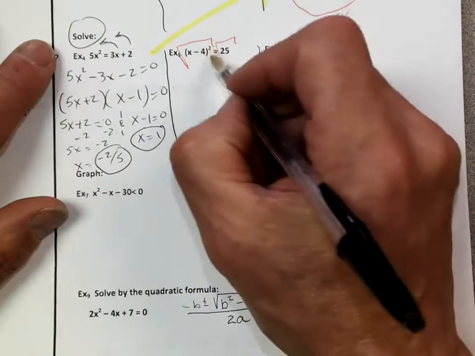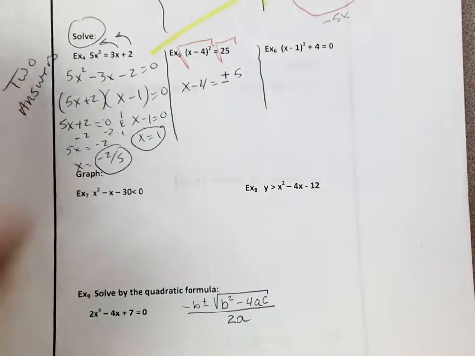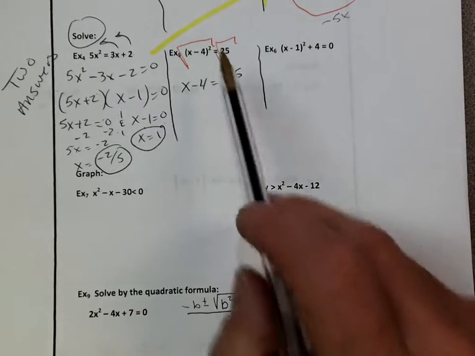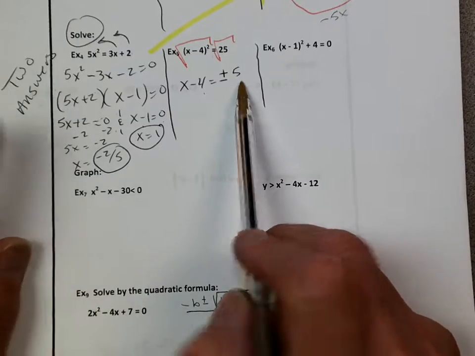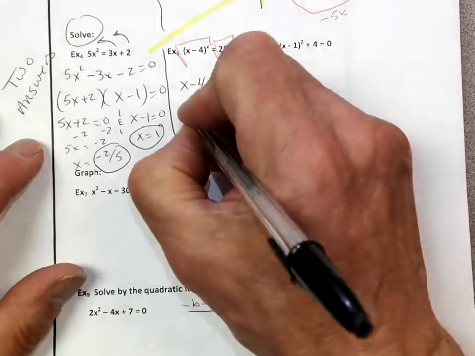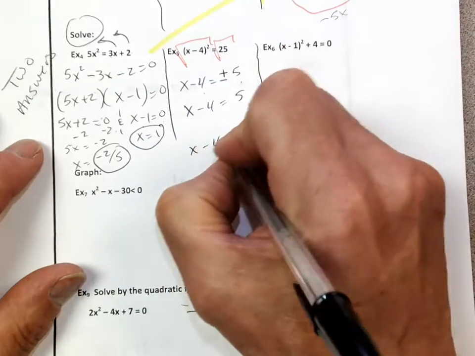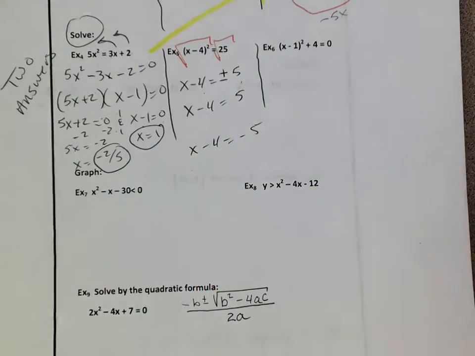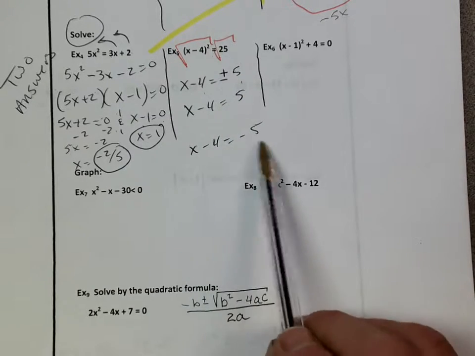Now the square disappears, and you're left with x minus 4 equals plus or minus 5. So square root cancels. Now we need two answers. So let's set up two equations. One equation is x minus 4 equals 5, and the other is x minus 4 equals a negative 5. So set up both.